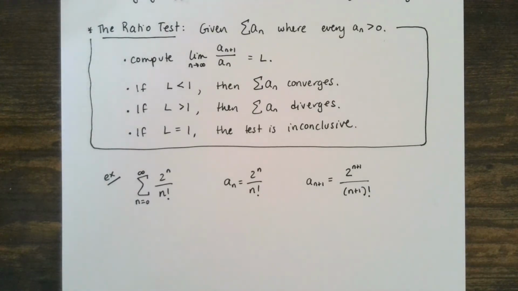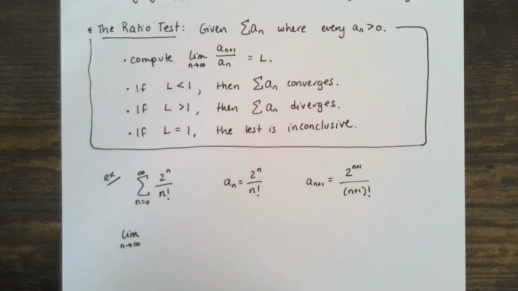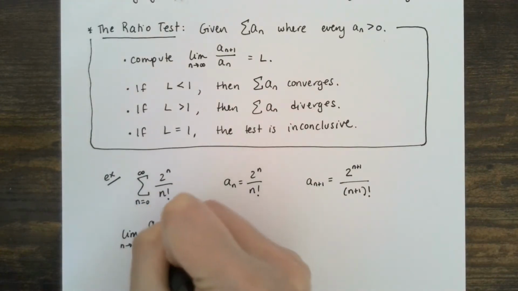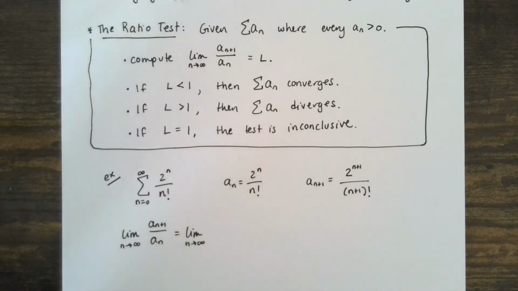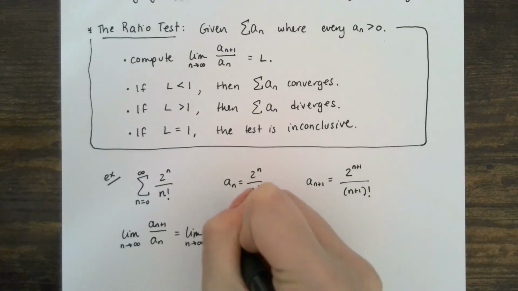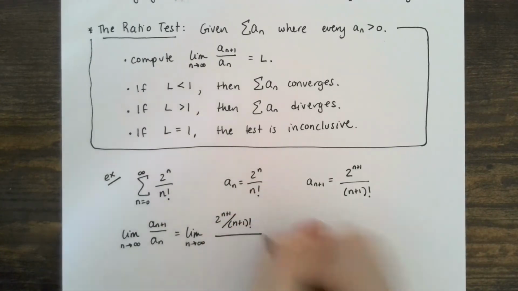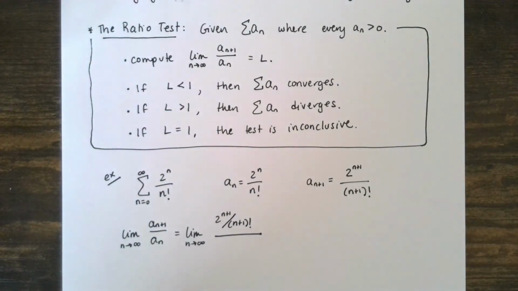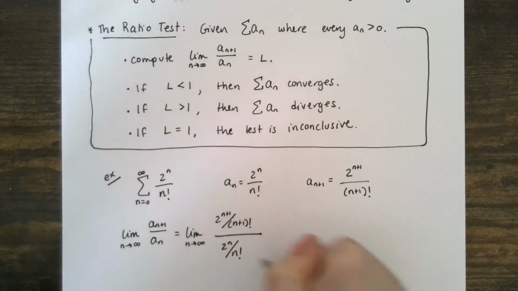Okay, so there's no real simplifying or anything I can do here. So what I'm going to do is set up this limit. So I have the limit as n approaches infinity of a_(n+1) over a_n. And we've already done some of this work. So we'll have 2 to the n plus 1 over (n plus 1) factorial. That's my a_n. And it's going to be divided by, or sorry, that's my a_(n+1). It's going to be divided by a_n. So that's 2 to the n over n factorial.